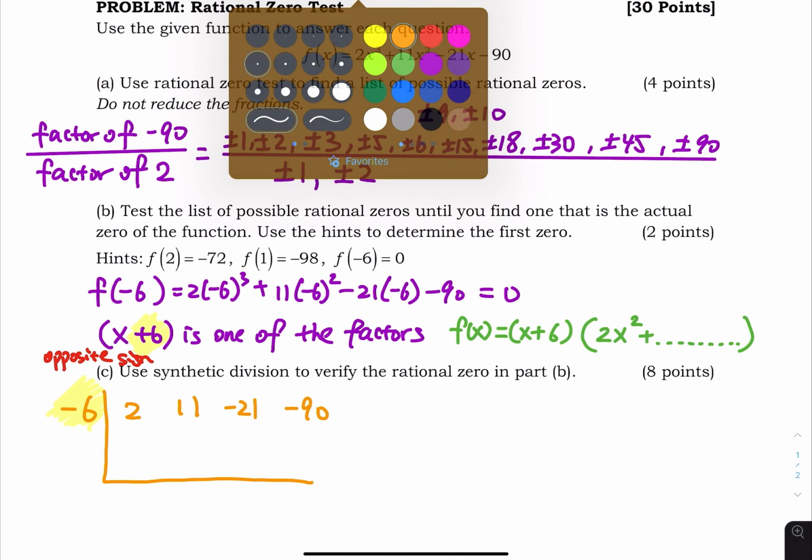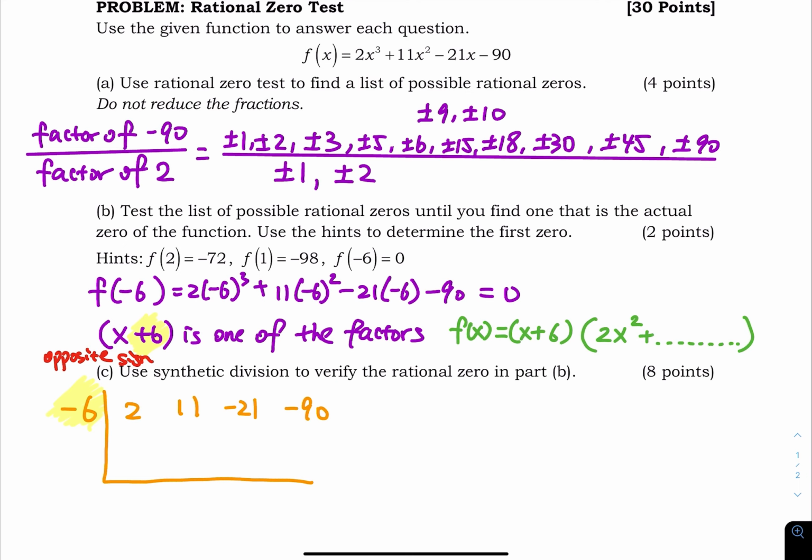How do you perform a synthetic division? You pull the first number down, so that will be just a 2. You just pull it down, we didn't do anything. And then 2 times negative 6 is negative 12. And then you calculate the sum. The sum is equal to negative 1. Negative 1 times negative 6 is 6. The sum is equal to negative 15. Negative 15 times negative 6 is 90. And then the sum of that is equal to 0. In fact, this must be equal to 0. 0 is the remainder.